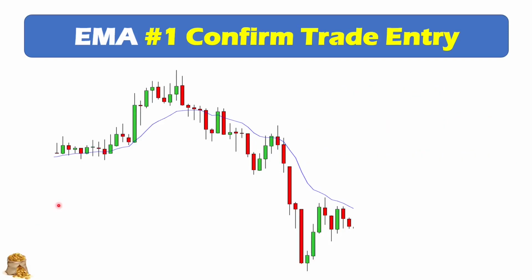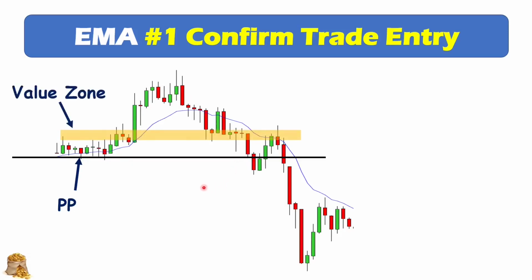Let's take a look at an example. In this chart, we can see there's a PP level here. This is the London Open. And then after the London Open, it goes up and goes down. So we can clearly see there is a value zone here because it's been in this zone quite a while. Here, here, and here. That's why this is a value zone.